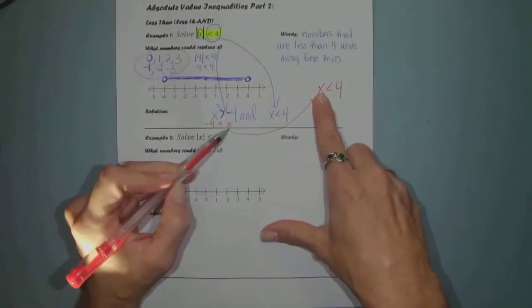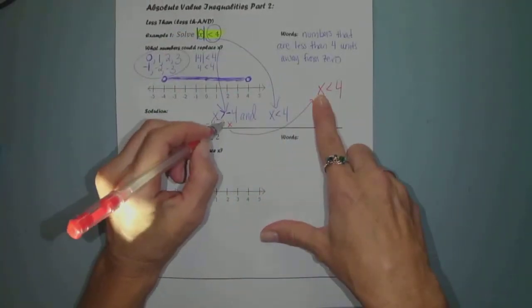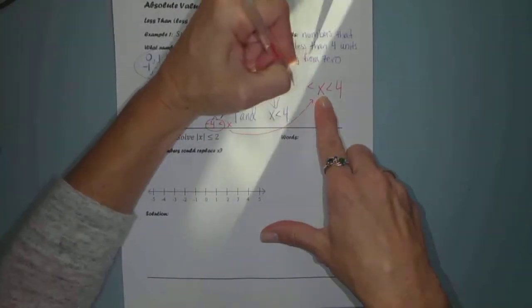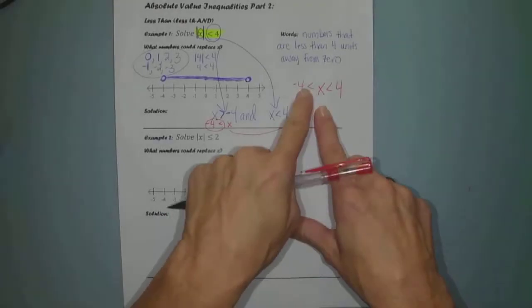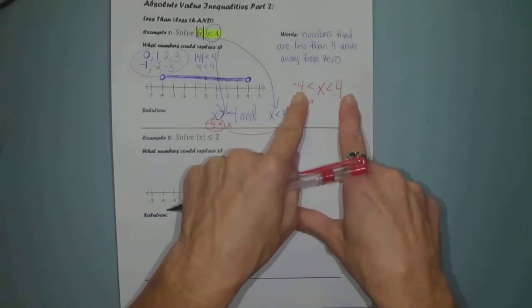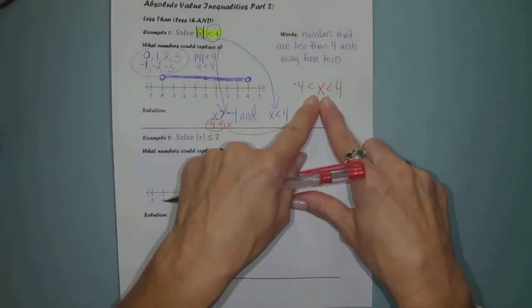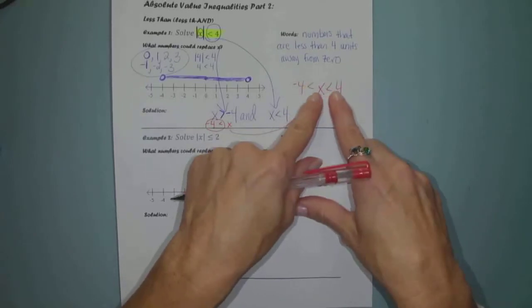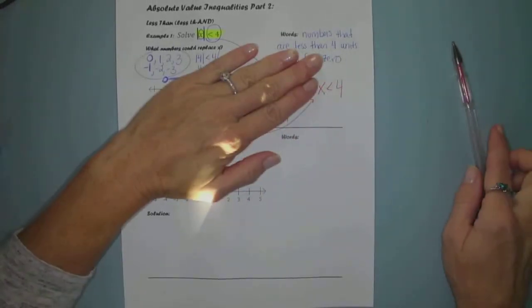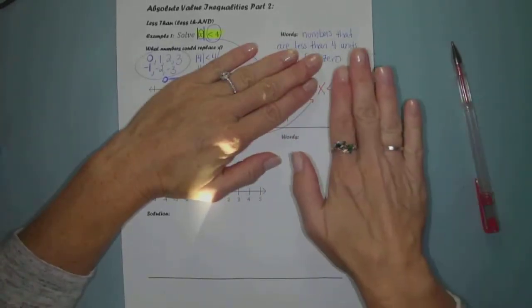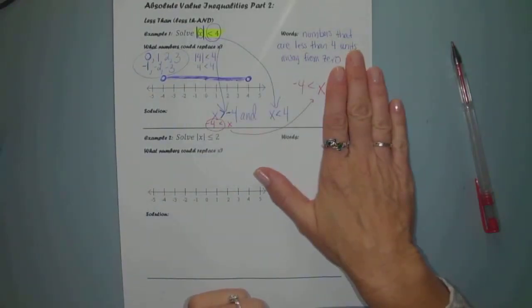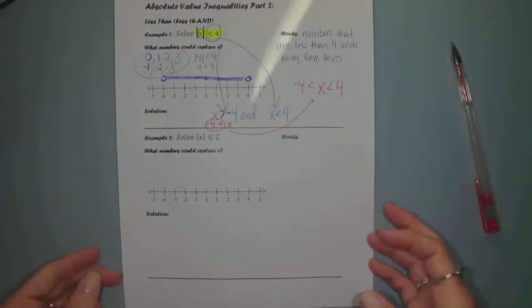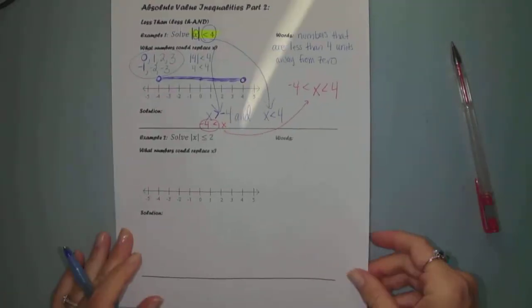So the x is here. And now I just put this part on the left side, like so. And there's your fancy way. So your smaller number on the left, your bigger number on the right, your x in the middle, signs point left. Cover it up, there's your x less than 4. Cover it up, there's your x greater than negative 4. Perfect. Okay, let's look at example 2.